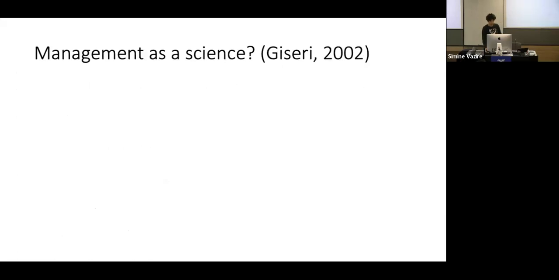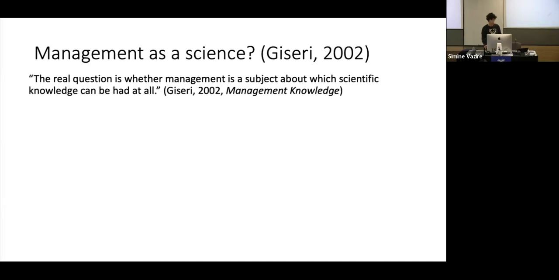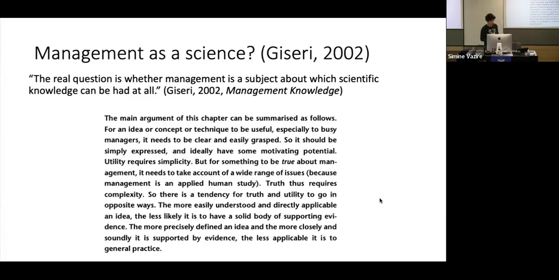What about in management science? So this is a different paper from 2002. Again, this author expresses doubt whether management is a subject about which scientific knowledge can be had at all, and for similar reasons as the other paper. And then the author, this is actually a whole book, writes, the main argument of this chapter can be summarized as follows. For an idea or concept or technique to be useful, especially to busy managers, it needs to be clear and easily grasped.